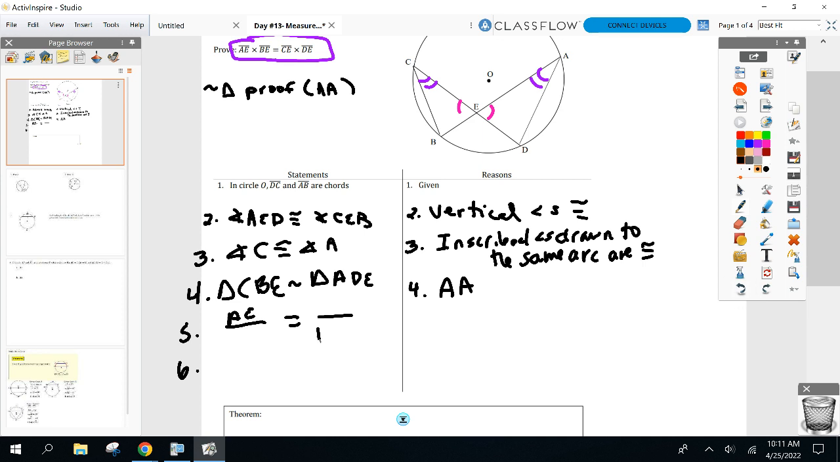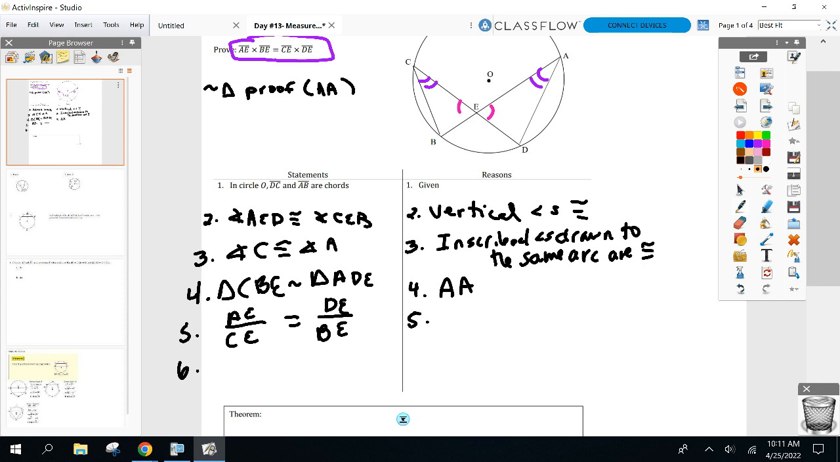Good. It's got to go diagonal because remember, how do you solve these? Cross multiply, right? So it's got to go there. And then the other two sides have to go in the other two spots, CE and DE. Why is that true? Romeo, go ahead. Corresponding sides are in proportion.